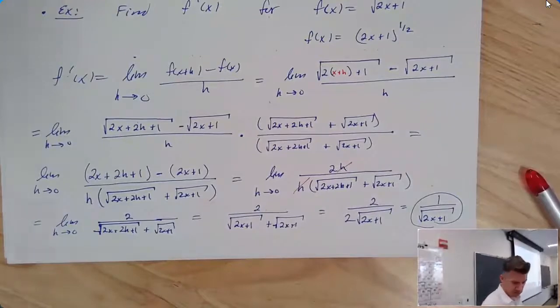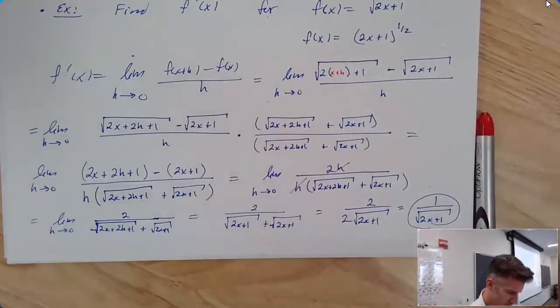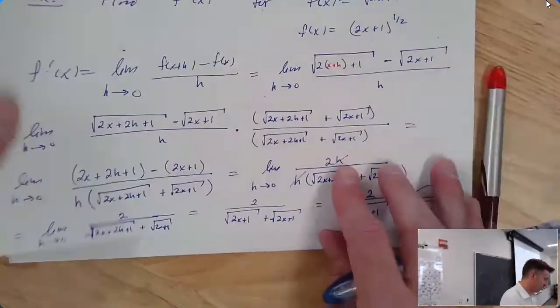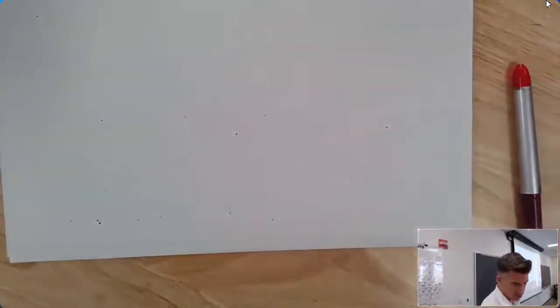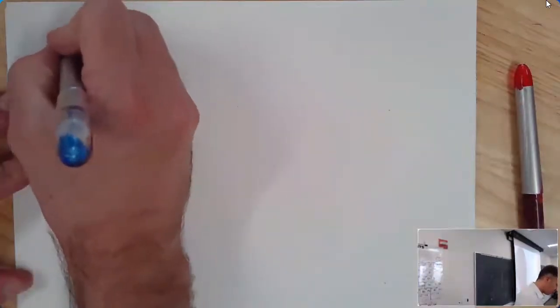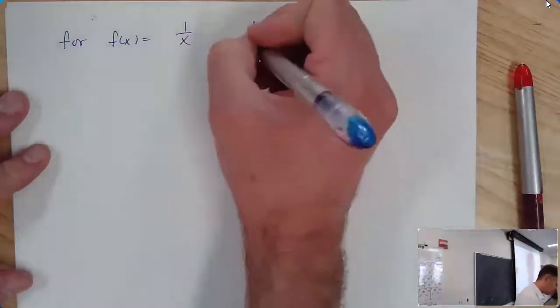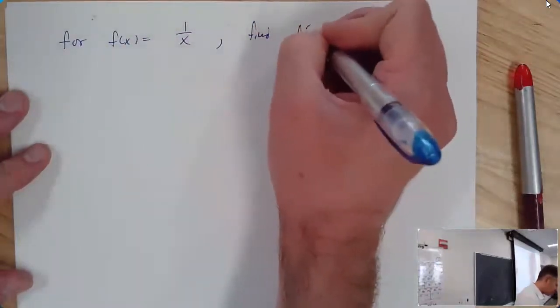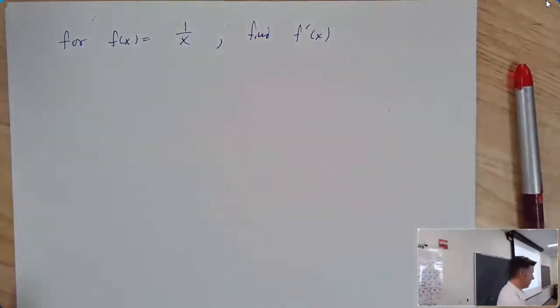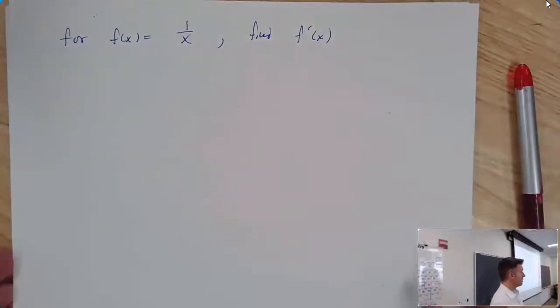Yeah, we should do one other one. Let's look at one more limit definition example that comes up often. We'll do this one kind of both ways. So let's say for f of x equal to 1 over x, we want to find the derivative. Now, first of all, note that the power rule could be used here.